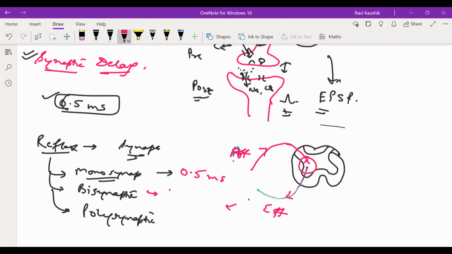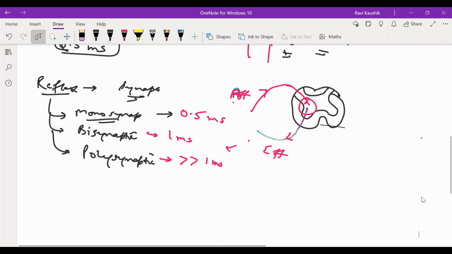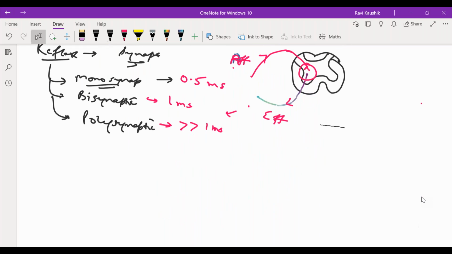If it is taking approximately 1 millisecond or just a little more than 1 millisecond, it has to be a bisynaptic reflex. If it is taking more than this, much more than 1 millisecond, it has to be a polysynaptic reflex. So the duration between the afferent and efferent impulse can also tell you about the type of reflex it is, right? Monosynaptic, bisynaptic, or polysynaptic. Synaptic delay at one single synapse is approximately 0.5 milliseconds. This delay I am talking about is in the faster type of synapses, right? Anyways, okay. So let us come to the next.